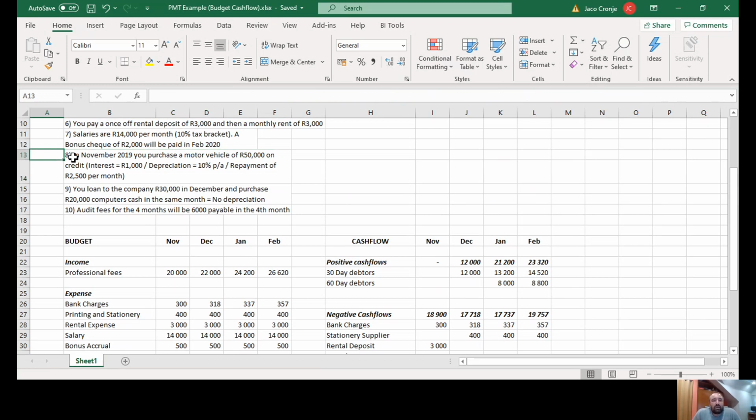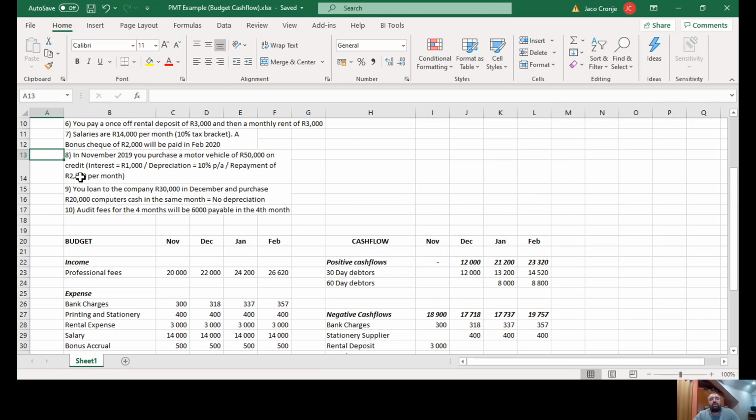So in November 2019, you purchase a motor vehicle of 50,000 Rand on credit. Interest accrues to the bank at 1,000 Rand a month. We've got depreciation at 10% per annum, and our monthly repayment is 2,500. Remember, your monthly repayment includes a portion of capital and a portion of interest. In this case the interest is 1,000, so the capital amount that you are paying off every month is 1,500.